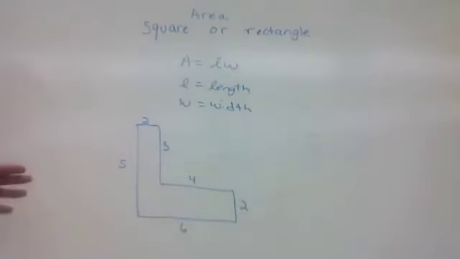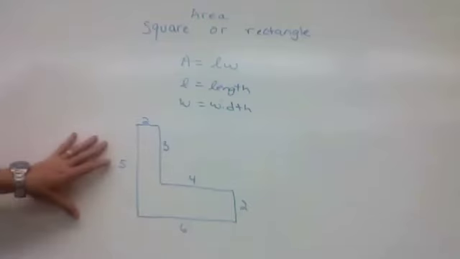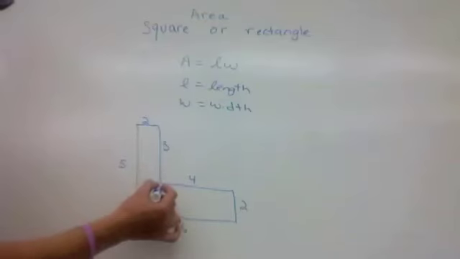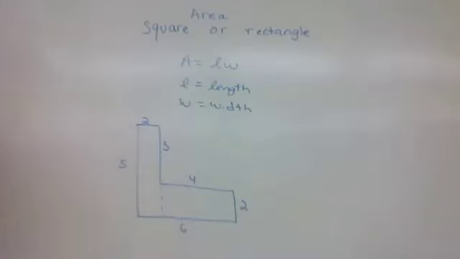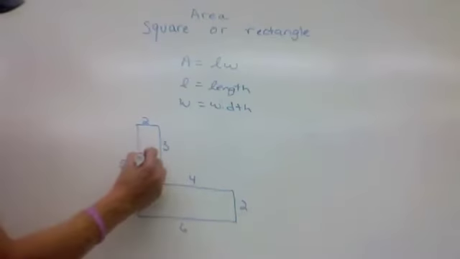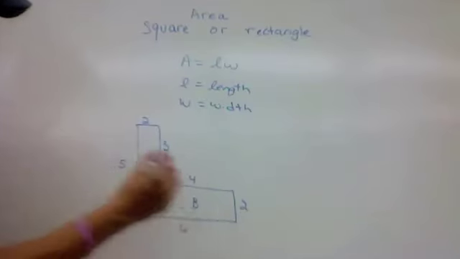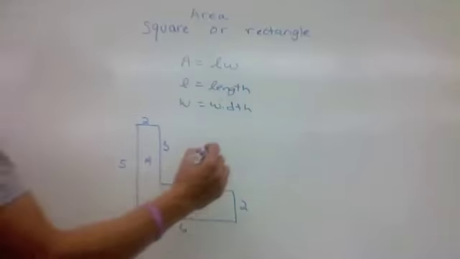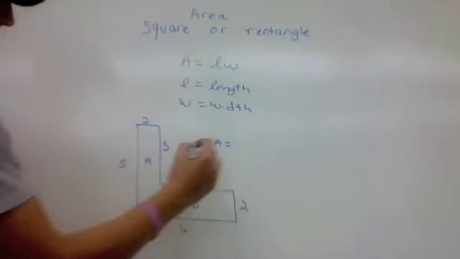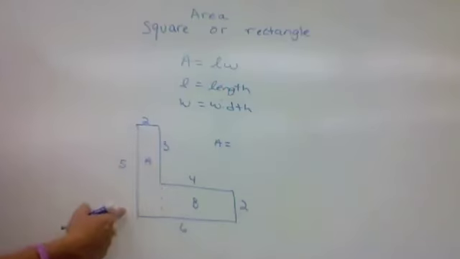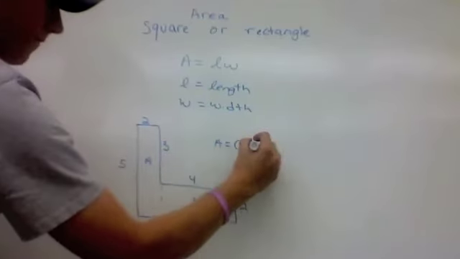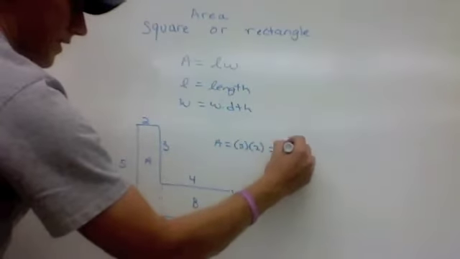So, let's take this figure for instance. We have a figure here that looks like an L-shaped figure. What we can do is dissect this figure into 2 different rectangles, rectangle A and rectangle B. So we're going to first find the area of rectangle A. We're going to say area equals length times width. In this case our length is 5 and our width is 2. And when we multiply those, we get 10.